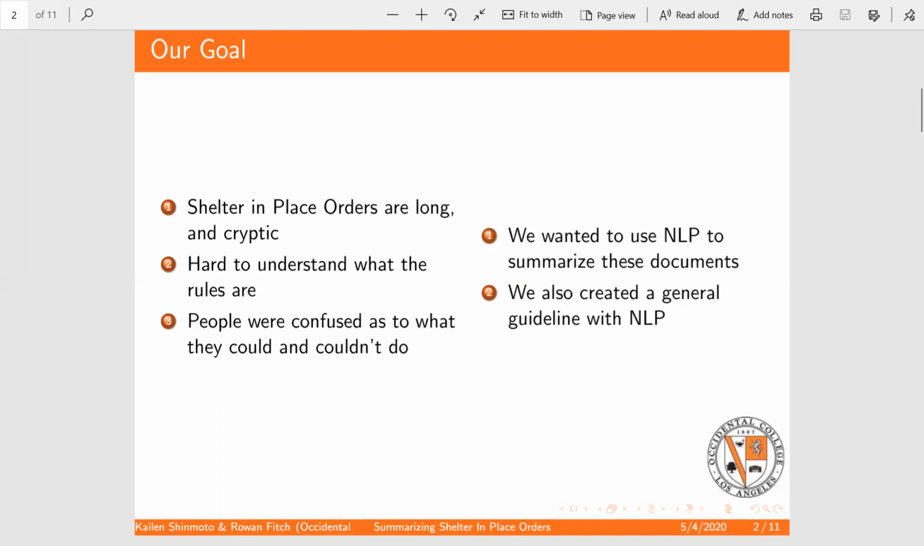So our goal was to use some of the concepts we've learned in this NLP class to summarize as many shelter-in-place orders as we could get within the US. And then as a final step, we grabbed common sentences from the summaries that we created, which created an overall general guideline for shelter-in-place orders across the United States.